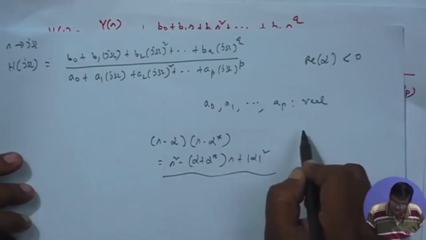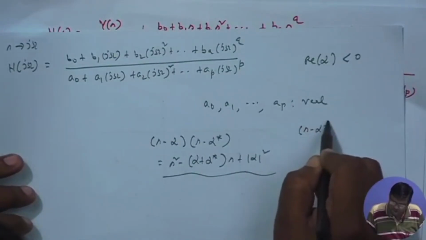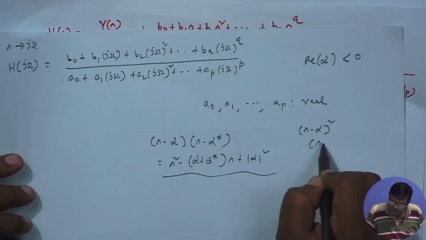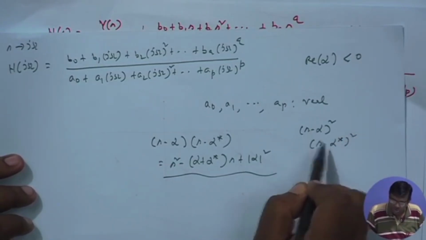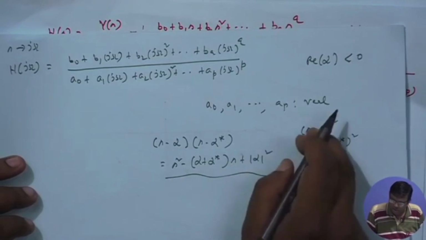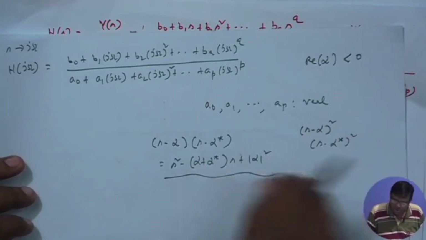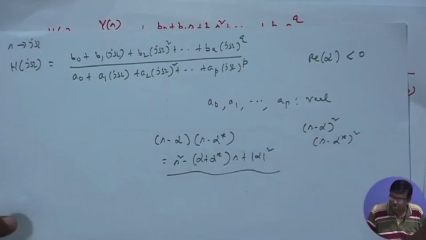Suppose you have a second order pole here, (S minus alpha) square, and alpha is complex, then its conjugate also must be second order. So, we have (S minus alpha star) square, another polynomial, both second order and both having real coefficients.